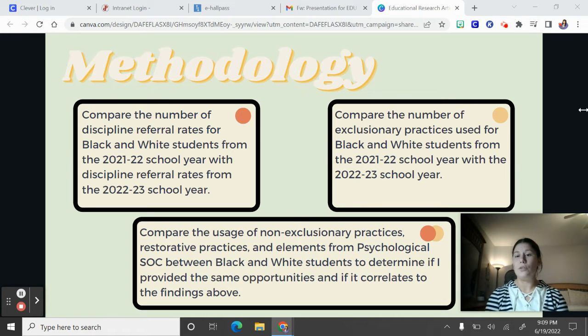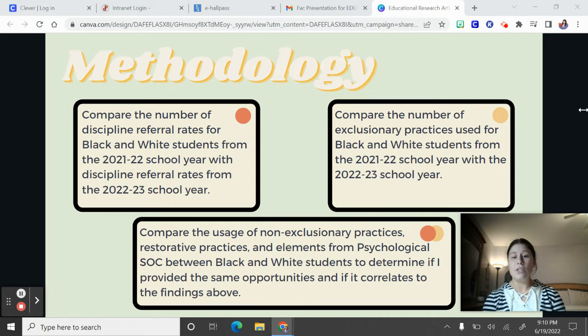Next, I will compare the number of exclusionary practices for Black and white students from the 2021-22 school year with the 2022-23 school year. Again, I want to see all exclusionary practices decrease, but the most important reason I'm doing this research study is to equalize, to have comparable data of the use of exclusionary practices for Black and white students during this 22-23 school year, because there are new behavioral methods taking place. Restorative practices, non-exclusionary practices, all of those can decrease the use of exclusionary practices.